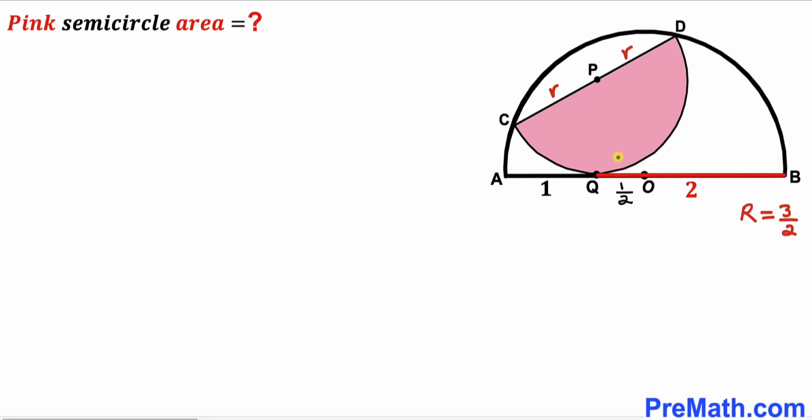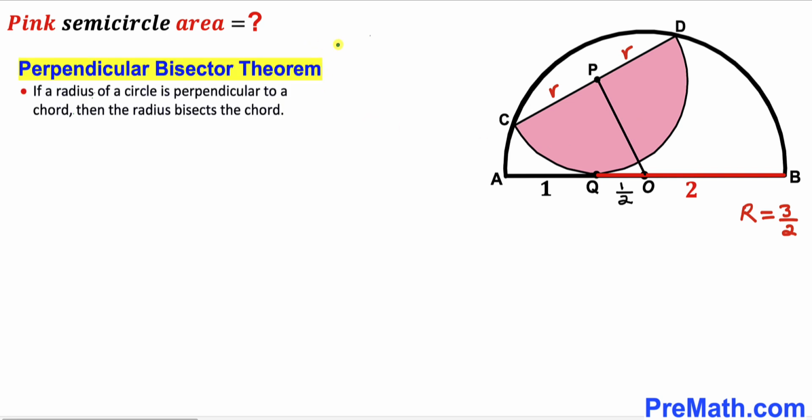In this next step, I am going to connect center O with center P, as you can see. Now let's recall the perpendicular bisector theorem. According to this theorem, if a radius of a circle is perpendicular to the chord, then the radius bisects the chord. We can see this chord CD has been divided into 2 equal parts. So no wonder this angle has got to be 90 degrees.